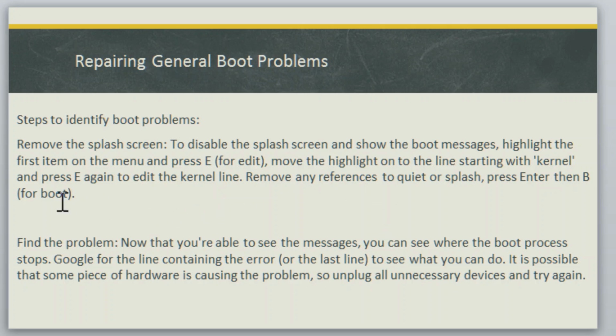Now that that's gone, you're actually going to be able to see the messages that come up as your machine's booting up. And you can see where the boot process stops. Okay? And again, wherever it stops, you would Google that line containing the error, and see what you can do. So it's possible that some piece of hardware is causing a problem. You could also unplug all unnecessary devices and try again. So maybe you have a USB in, and this has actually happened to me a few times when I've used VirtualBox. I have a USB in, and it tries to boot up, and it says, hey, I can't boot up, and it was actually because I had a USB drive in, all right? So when you're booting up, if something occurs, go ahead and unplug everything that you have first to see if that'll fix the issue for you.